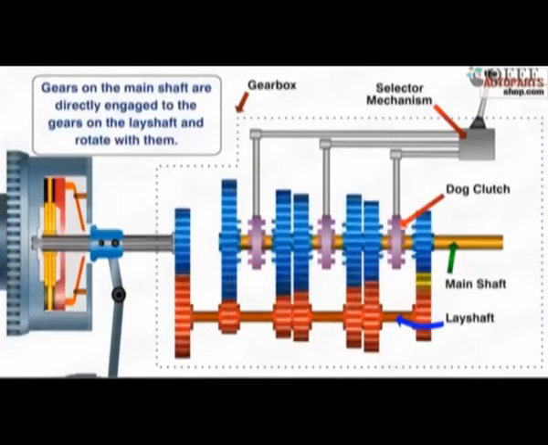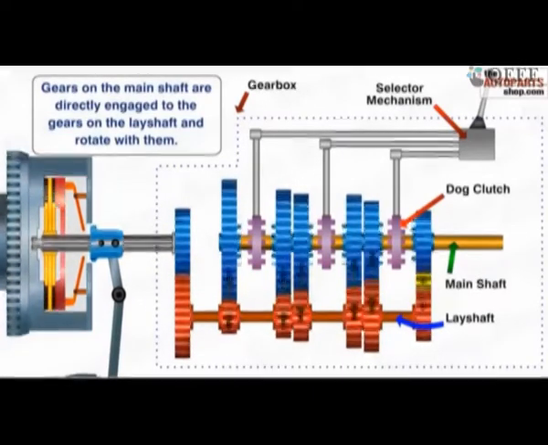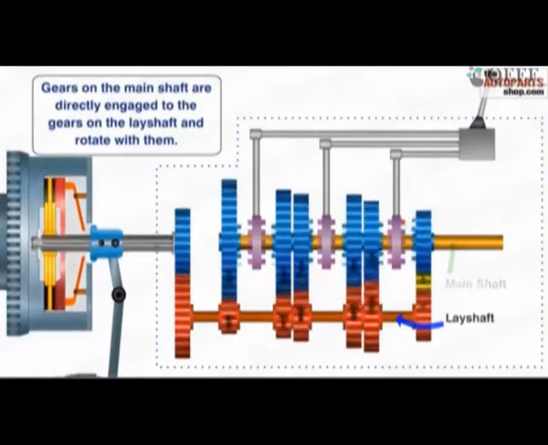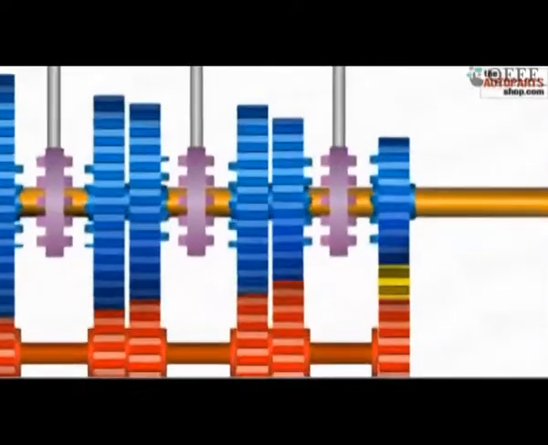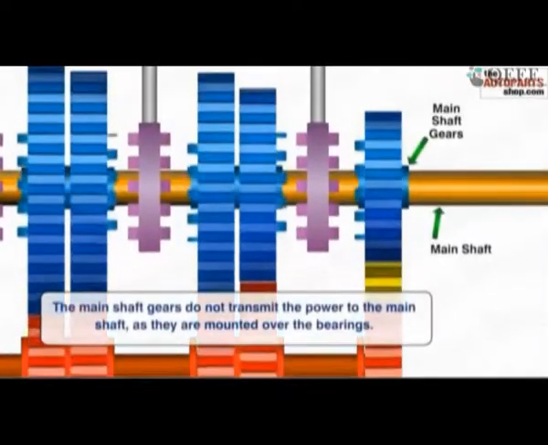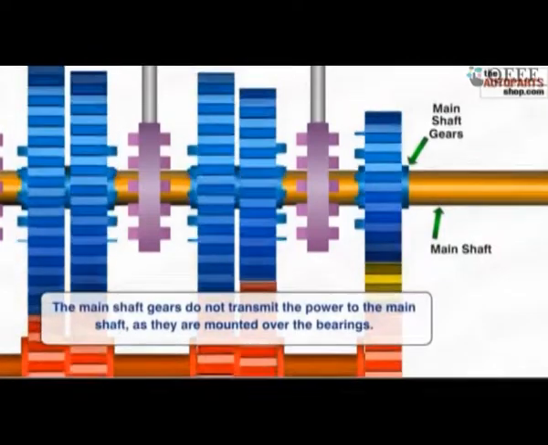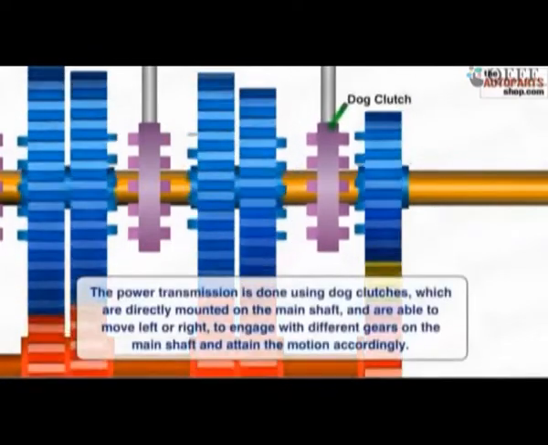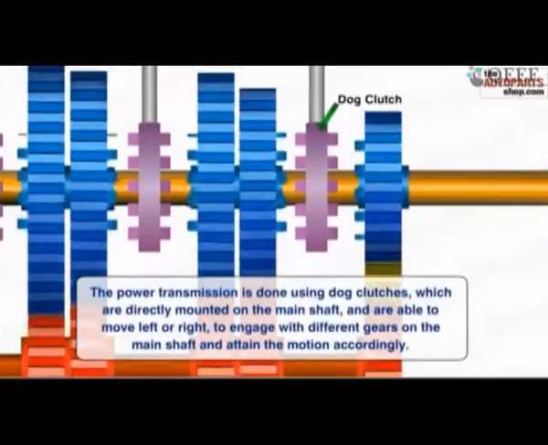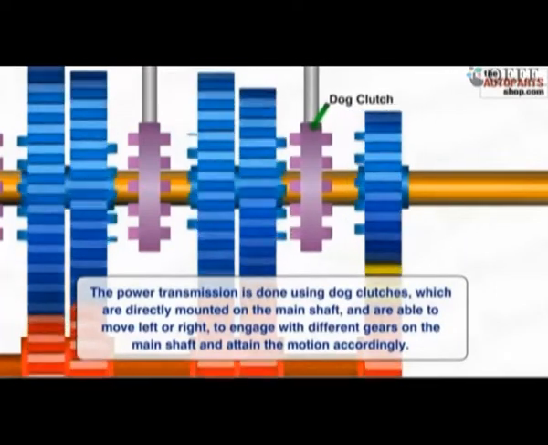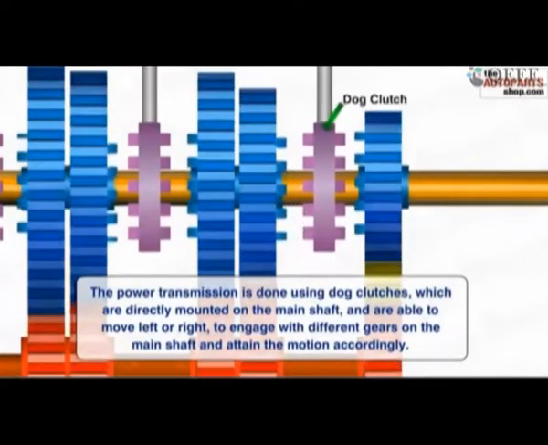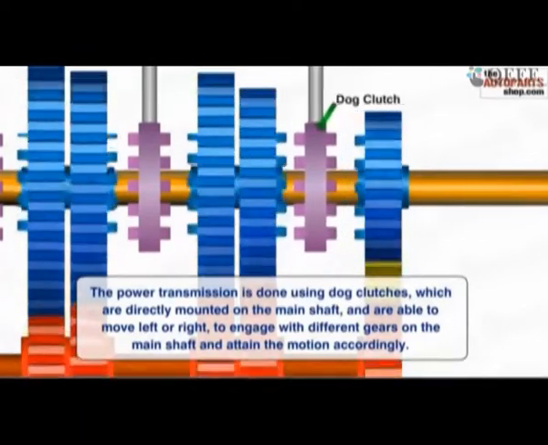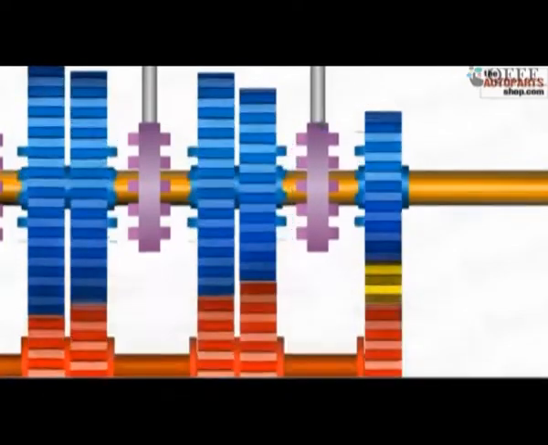So in this condition, if you observe carefully, the shaft is not rotating. It is only the gears that are rotating, because the gears are rotating freely on the shaft. There is no engagement between the gear and the shaft. The engagement is brought about through this dog clutch. So when the dog clutch engages any one gear, then the rotational motion of the gear will be conveyed back to the shaft. So we'll see all this in the animation.